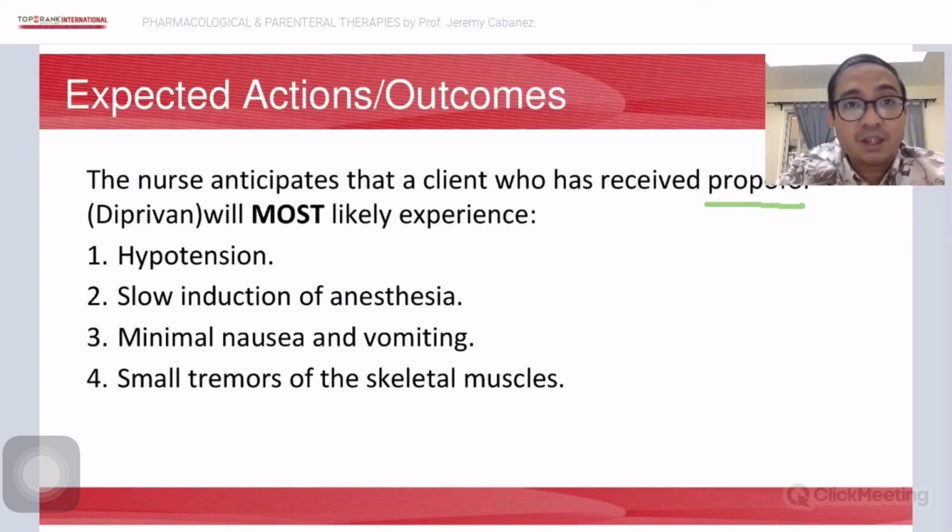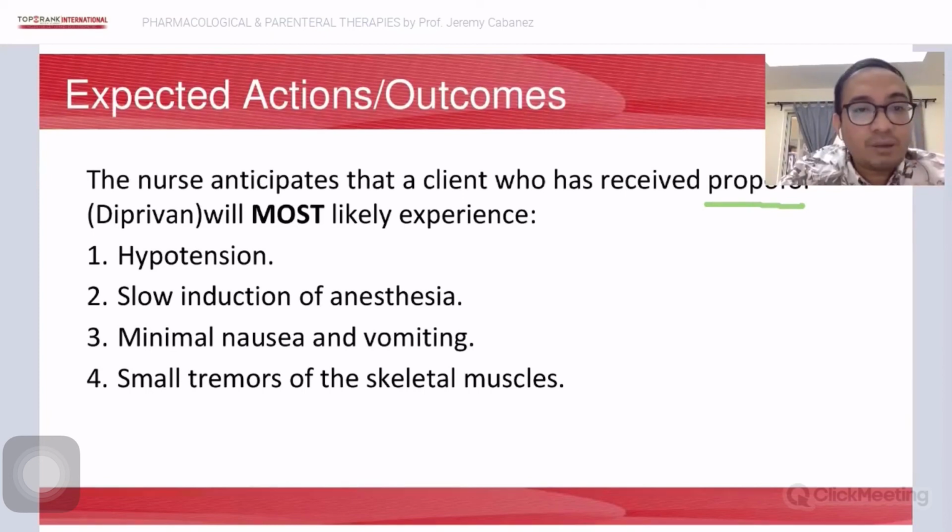sedative. Okay, ginagamit siya to augment anesthesia use. Guys, walang magsasagot na beta blocker ang propofol, ha? Okay, hindi po yan drugs that ends in olol. Magkaiba po yan, ha? Okay, so propofol is a type of drug which is a sedative, right? Which is also being used to augment the use of anesthesia.